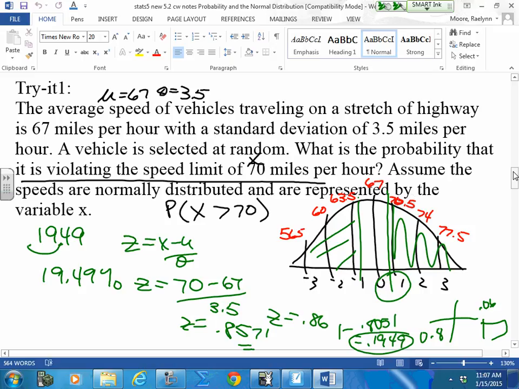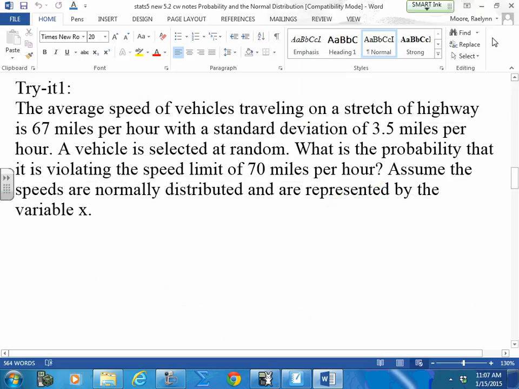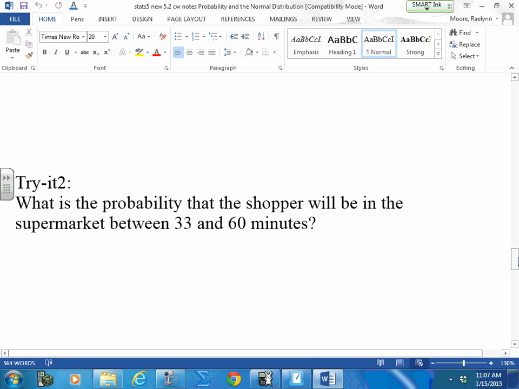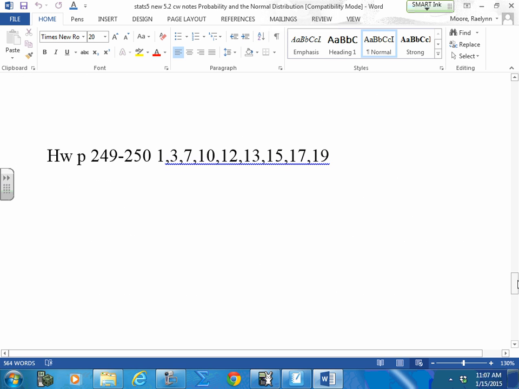So I incorporate my x values onto my standard normal chart so that I can see how the x value relates to the z-score. Good? All right. Now, I'm kind of running short on time, but instead of starting the next one, I'm going to give you a couple to try for homework. And you can start them now.